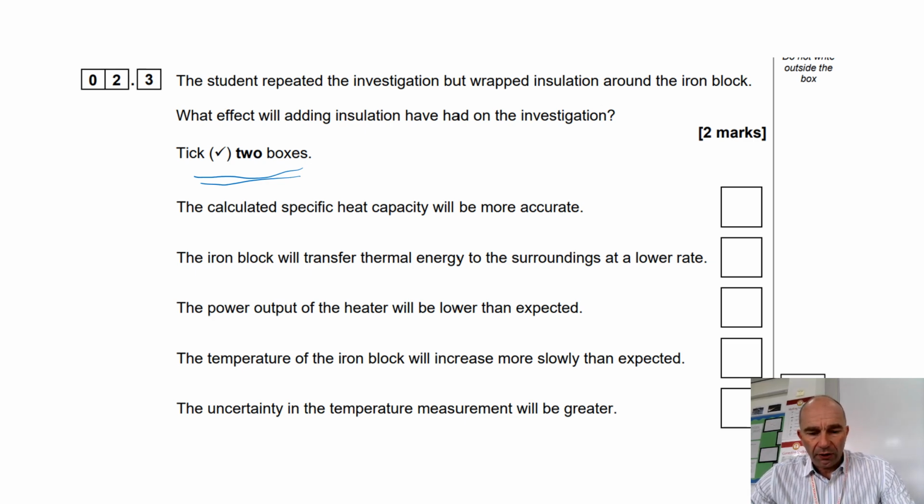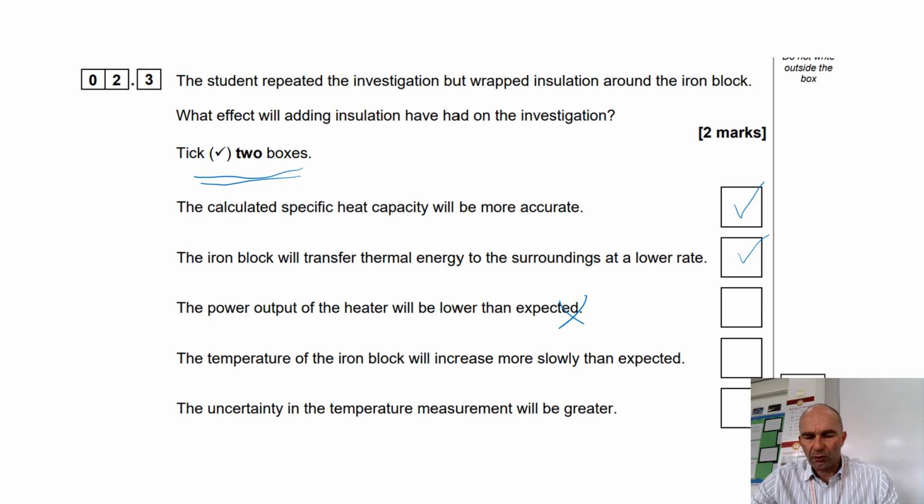So which ones are correct? The calculated specific heat capacity will be more accurate. Well, if we're insulating the block, that does seem quite a sensible option, because it means that more of the heat is staying within the iron block. So yep, that seems more than reasonable. The iron block will transfer thermal energy to the surroundings at lower rates. Yep, again, that seems quite plausible, because that is the whole point of insulation, reducing unwanted energy transfers to the surroundings. The power output of the heater, well, that wouldn't be affected by insulation.